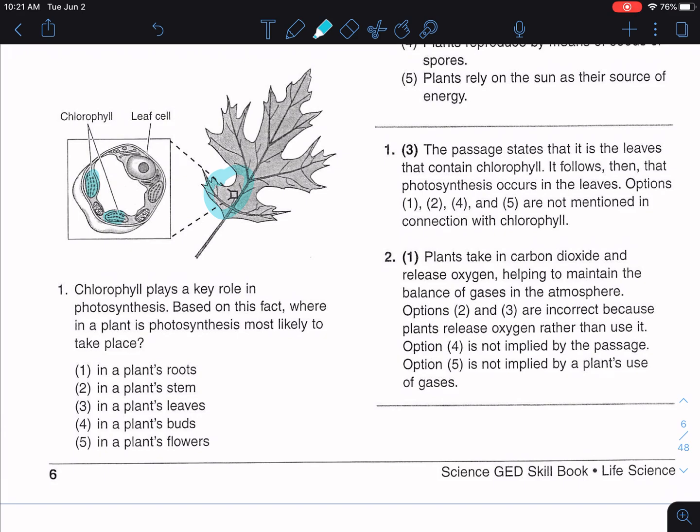Based on this fact, where in a plant is photosynthesis most likely to take place? Now remember, look at this picture. In a plant's roots, stem, leaves, buds, or flowers. Well, right here is your big clue. You can infer that would be leaves, because it's showing us that the chlorophyll, the essential part of photosynthesis, is located in the leaf.